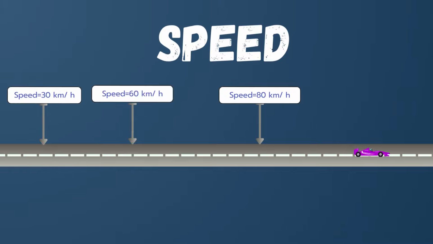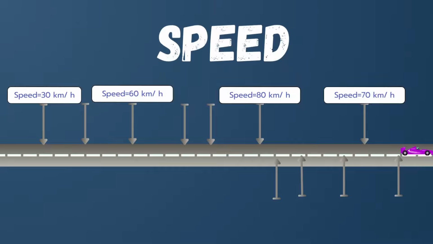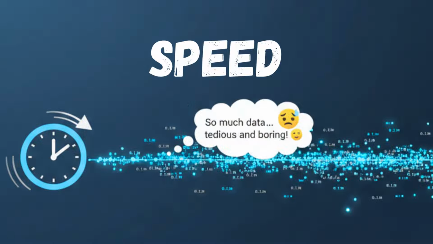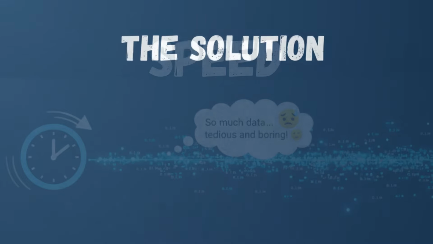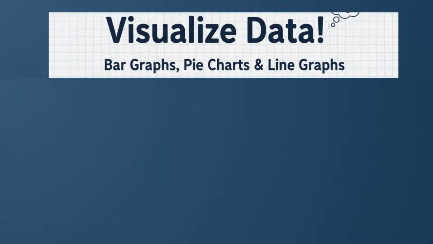If we want to know how the speed changes at different points, or get a clearer picture of the entire journey, we would need to collect a lot of data, the speed at many different times. Now, imagine recording the car's speed every few seconds. We'd get a long list of numbers. So much data. It would take forever to understand what's really happening. So, what's the solution? We use graphs, a simple and powerful way to visualize all that data.